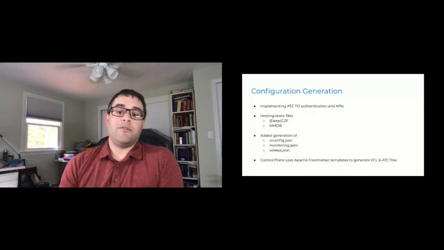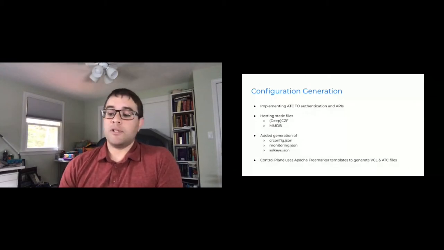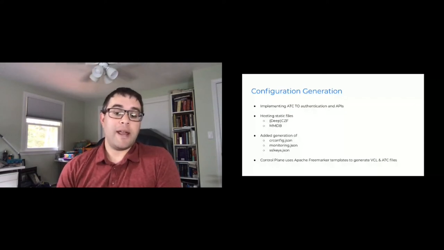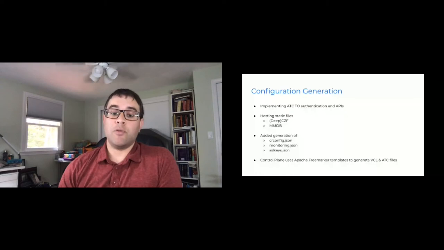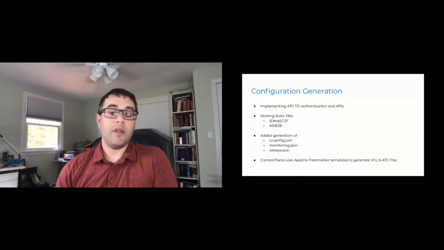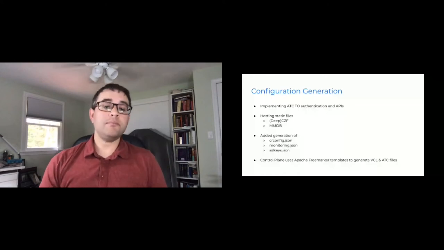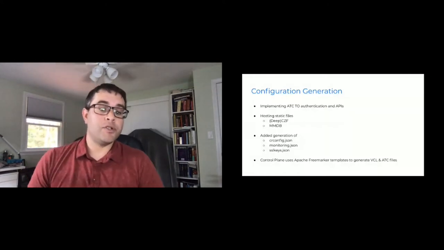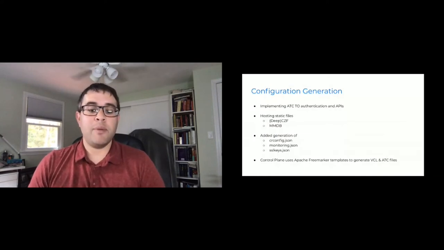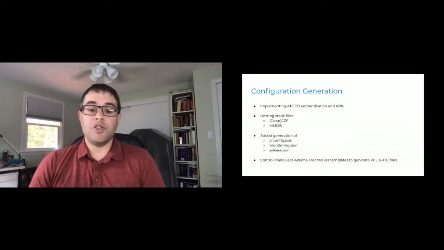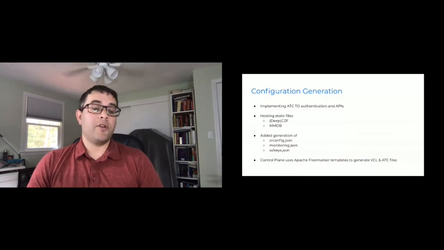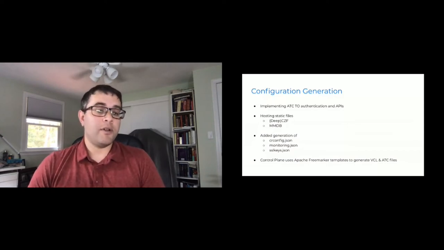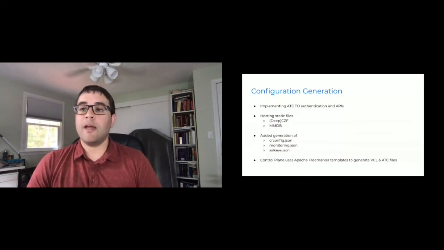We did have to implement a few other APIs. For example, Traffic Monitor uses the API servers, the server get API, in order to get a list of servers. So that's implemented and mimicking the exact same format in our control plane as well. We're hosting the static files from our control plane, like the coverage zone file and the MaxMind database. And of course, we had to generate the main configuration files, CR config, monitoring JSON, and SSL keys.